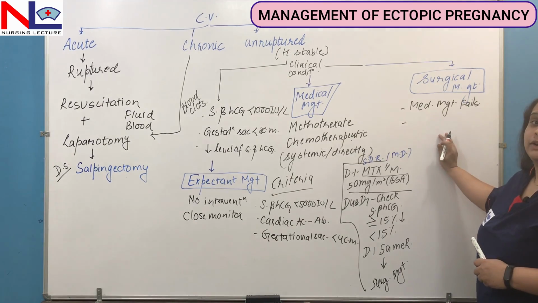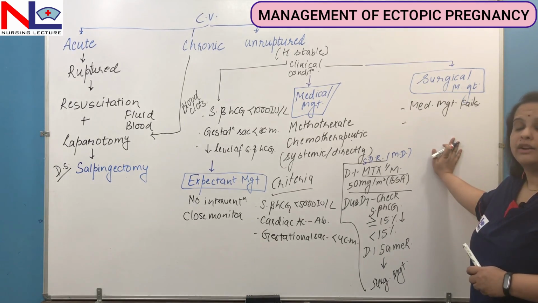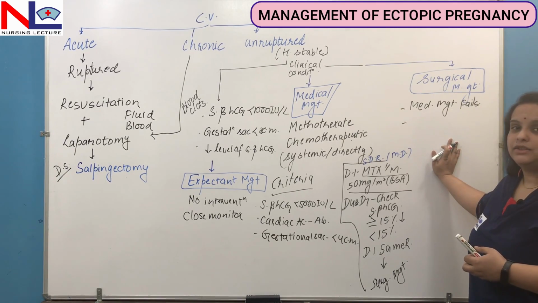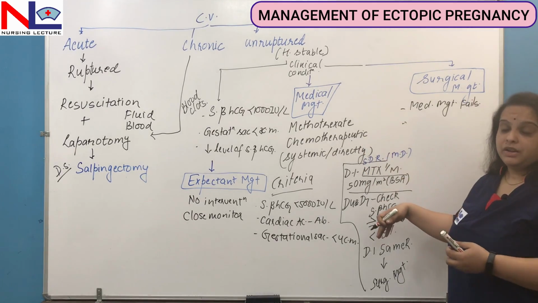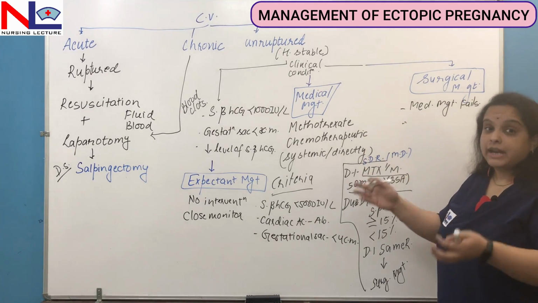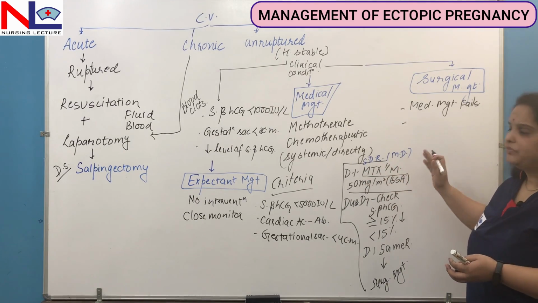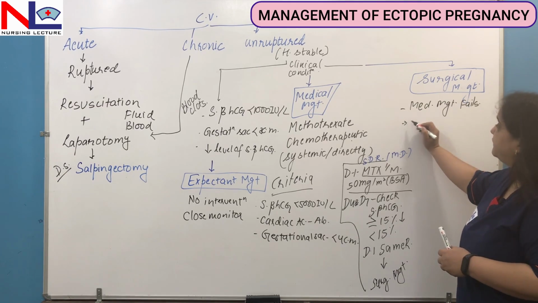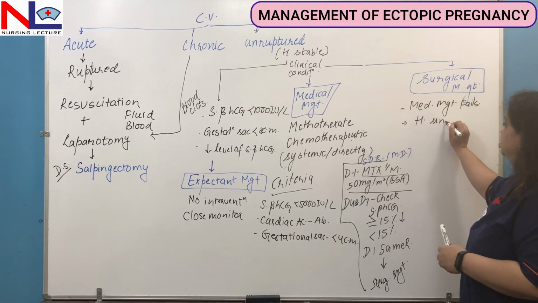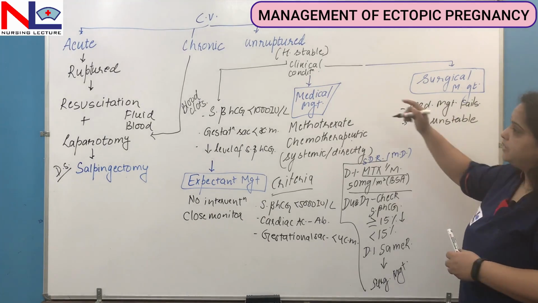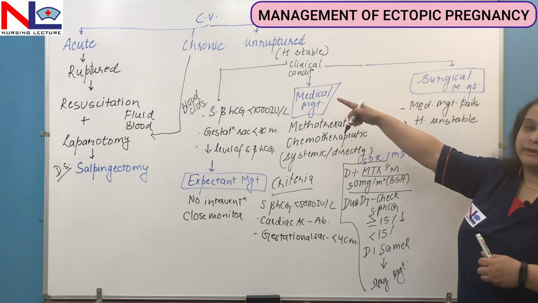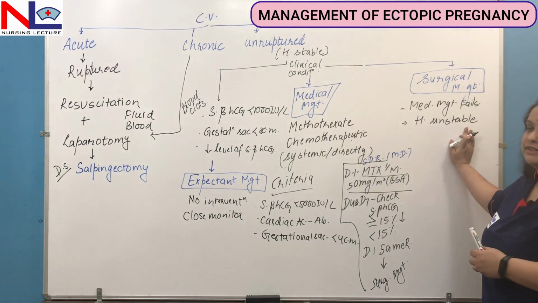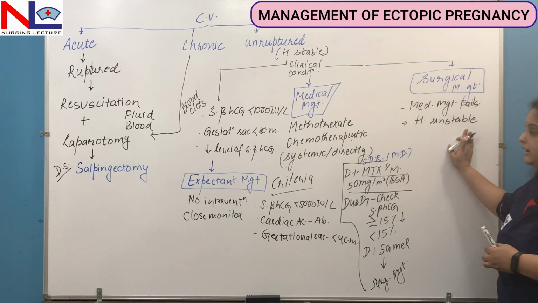Now if the woman's family is completed, she doesn't want any more children, her one or two issues are already there, and she doesn't want to go with all this medical management which takes time, then also we can go with the surgical management if she prefers. And if the woman is hemodynamically unstable, as I mentioned previously, if it is the acute ruptured variety where the hemodynamically unstable condition is there, then also we can go with the surgical management.